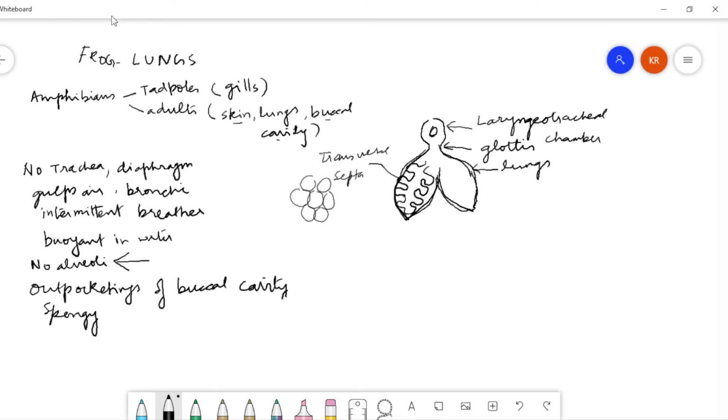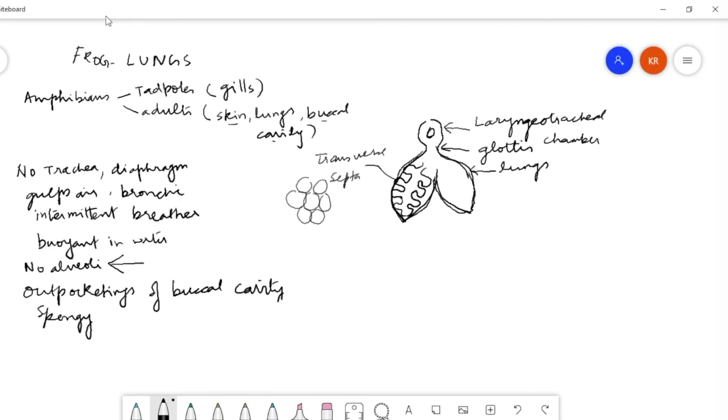Okay, during the course of evolution, these are the first tetrapods, or the first terrestrial tetrapods, means those which have 4 legs. These are the first terrestrial tetrapods, and therefore their lungs are not as efficient as they are comparatively in, say, mammals. But when we use the word efficient, we should realize that frogs are cold-blooded, or poikilotherms. Their requirement of oxygen is not very high.